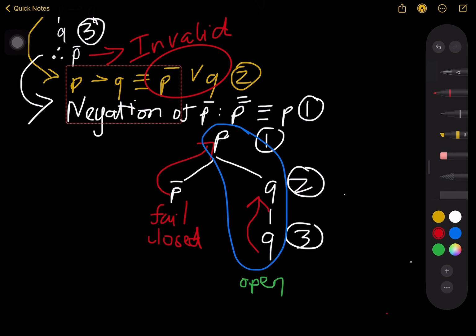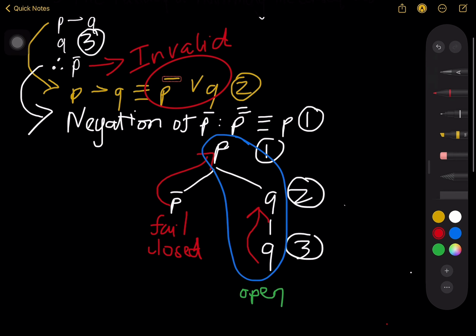So whenever you consider a branch of the tree, you can have multiple open branches, but if you find at least one open branch, you can conclude that the original argument is invalid, because there is one possible chance that all the premises are true and the conclusion is false.